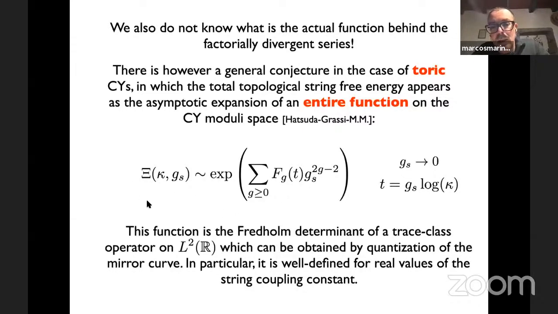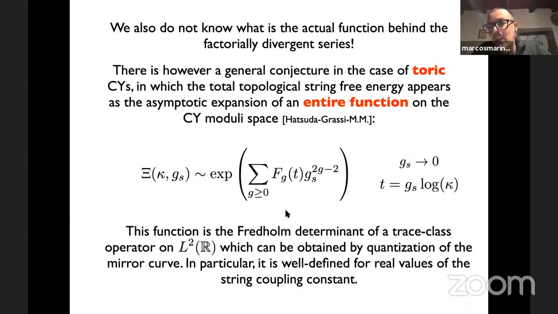And this is a conjecture that this Fredholm determinant has this asymptotic expansion, but it has been tested in many examples. And I think this is probably a true conjecture. Let me point out that when you do this, this object is actually well-defined for any real value of the string coupling constant GS. So this problem that we found before, this accumulation of singularities at the real values of GS, also disappears. There is some mechanism for doing this.